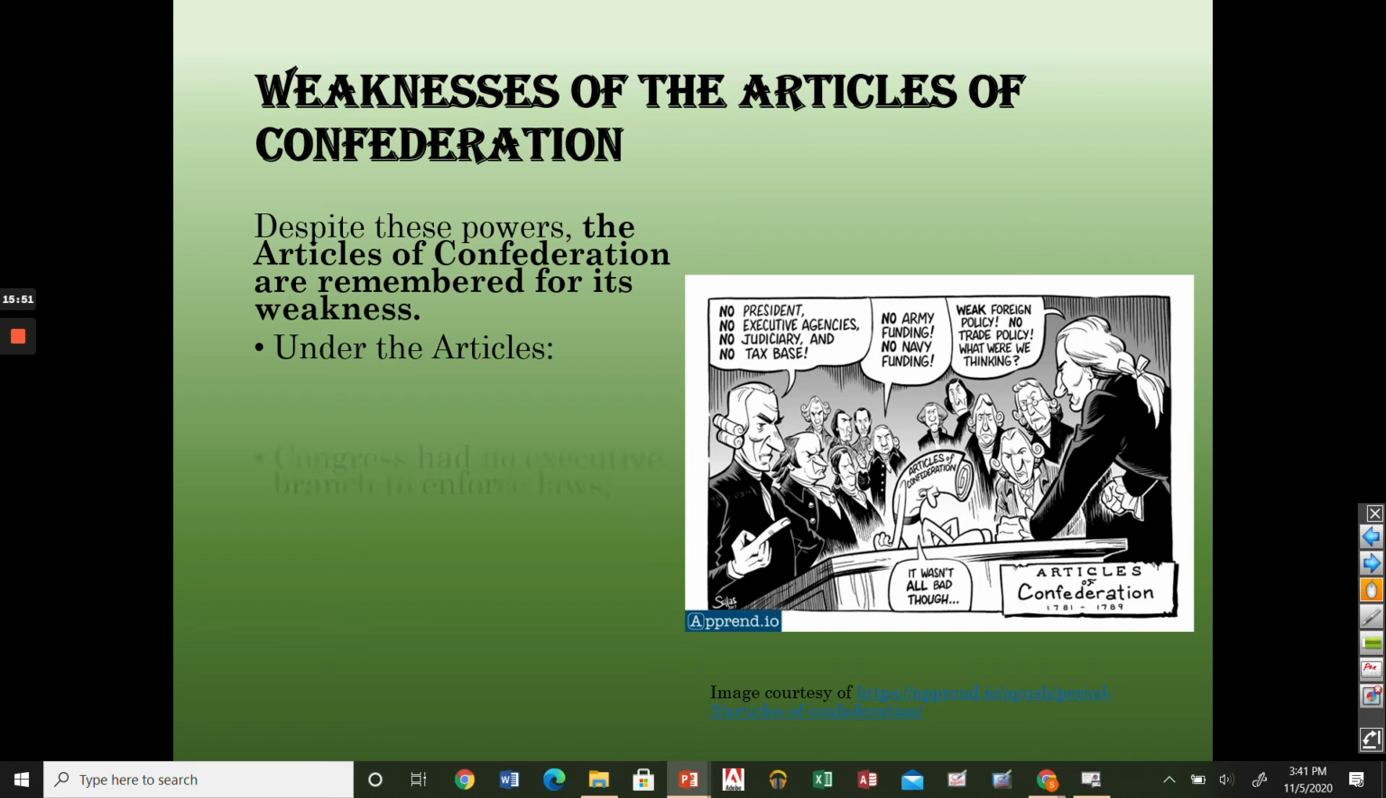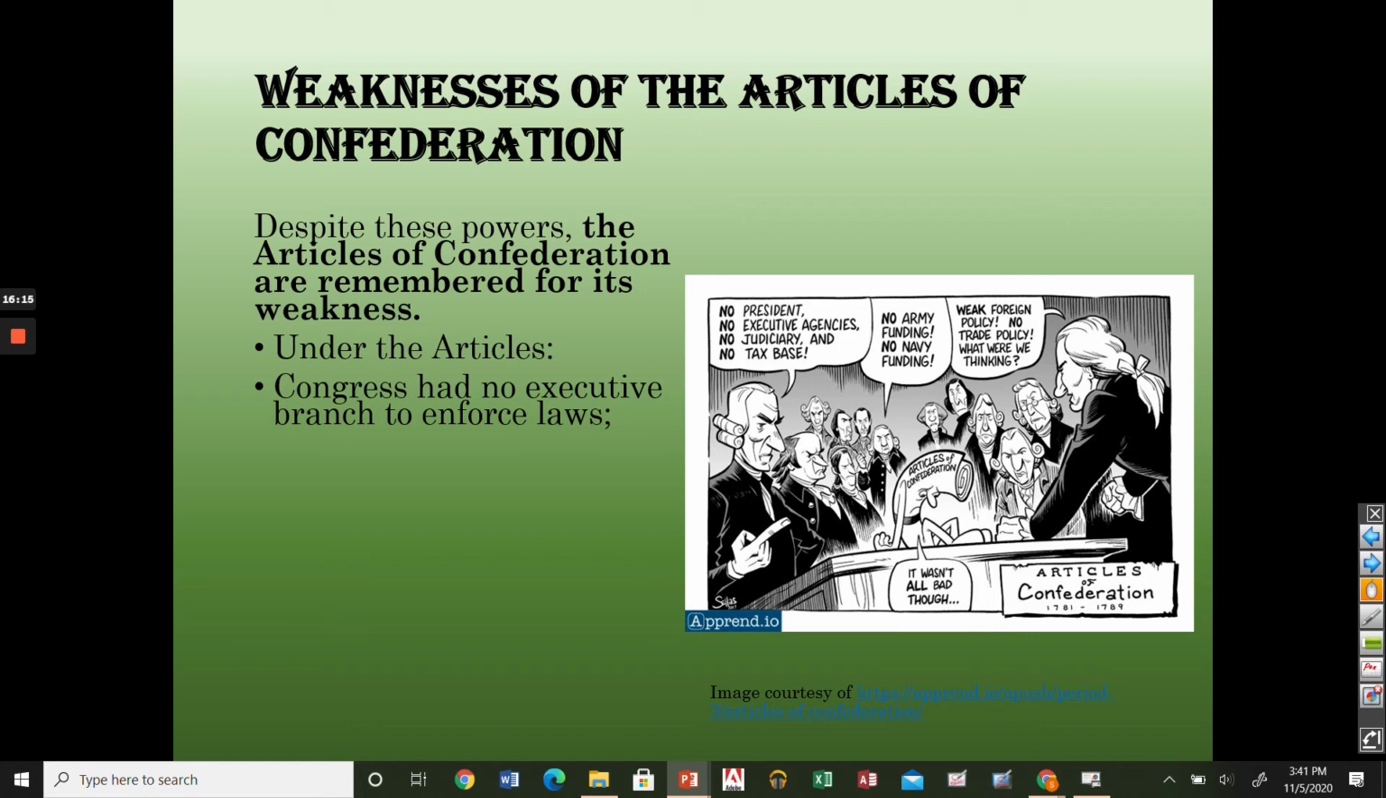So under the Articles, as I mentioned, Congress had no executive branch to enforce laws. If you think about the three branches of government we have now, the legislature writes the laws, the executive branch enforces the laws, and the judicial branch interprets laws. But Congress had no executive branch to enforce laws. So think about that today.